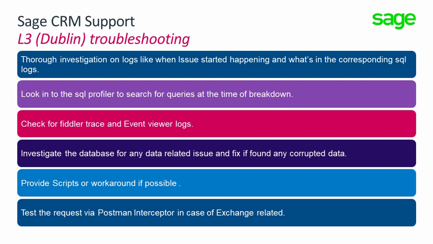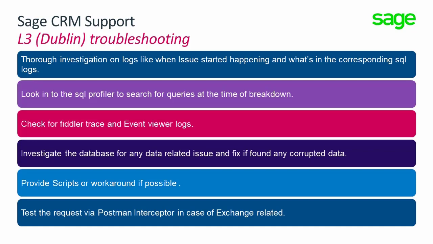After that we check the Fiddler trace and the event viewer logs. In the case of configuration or environmental issues, or if any request is not being sent, or if we are not getting a response, then it's very good practice to have a Fiddler trace.